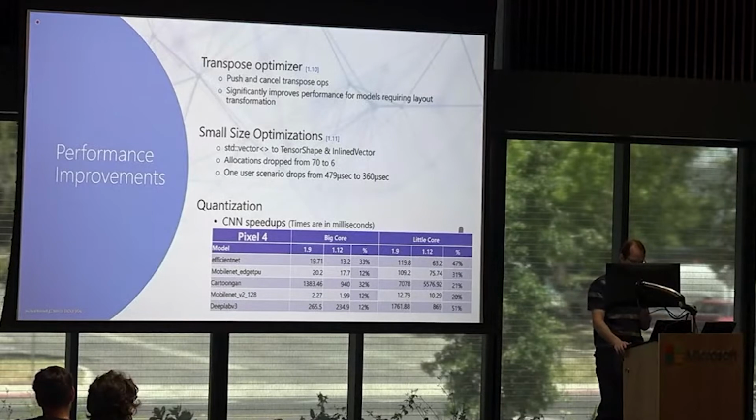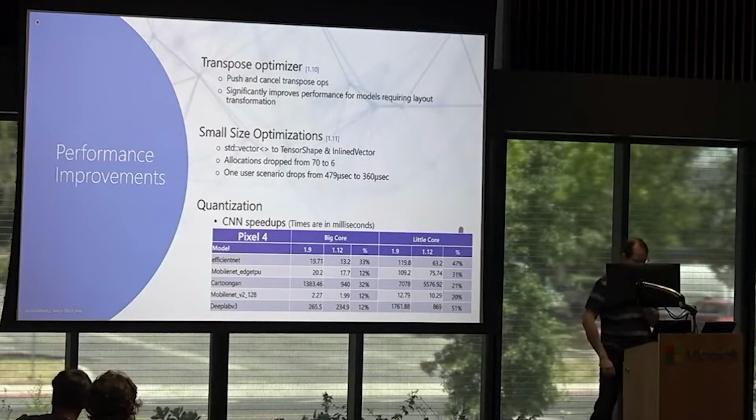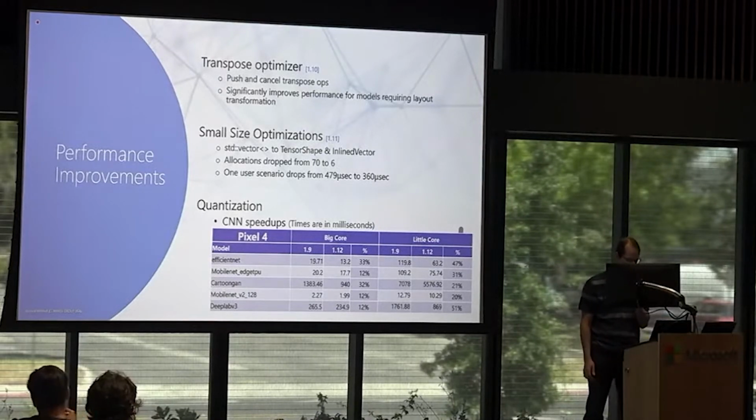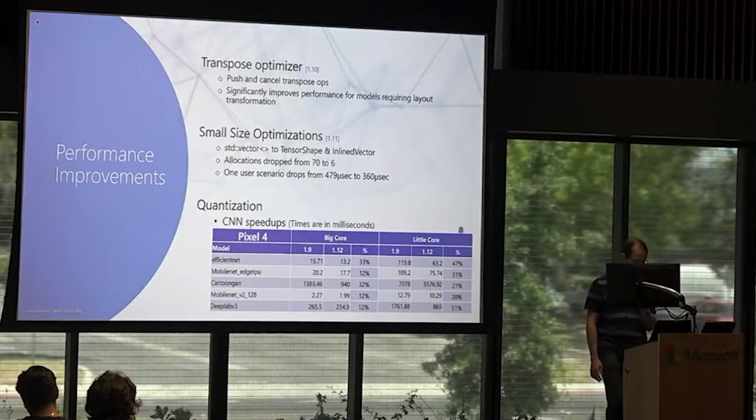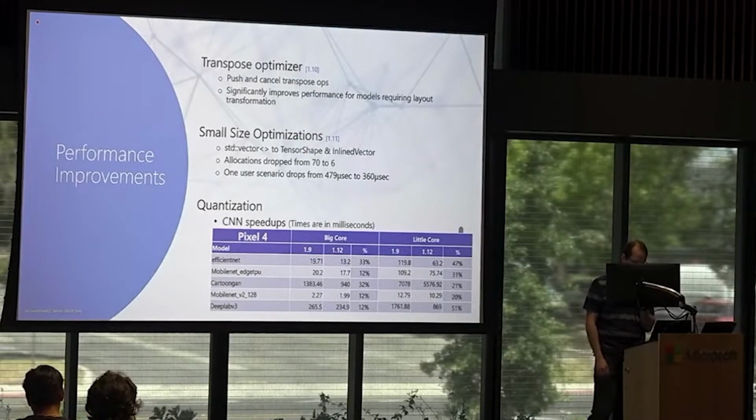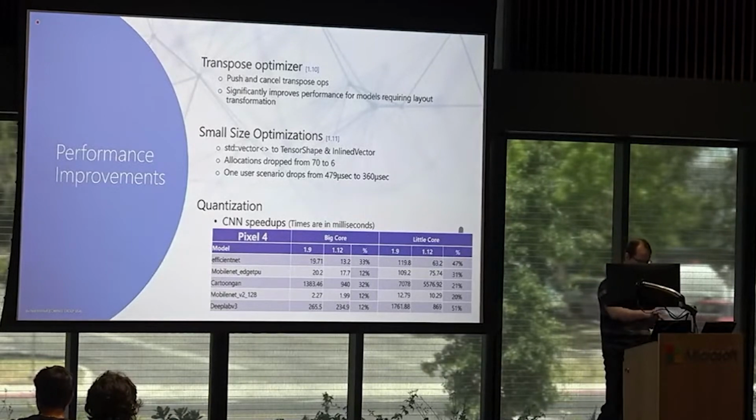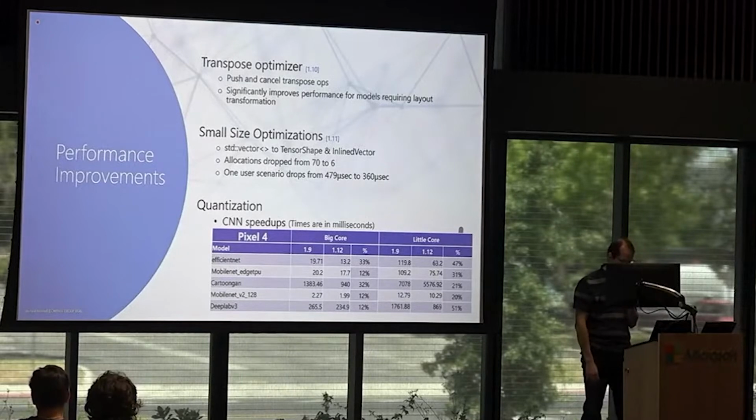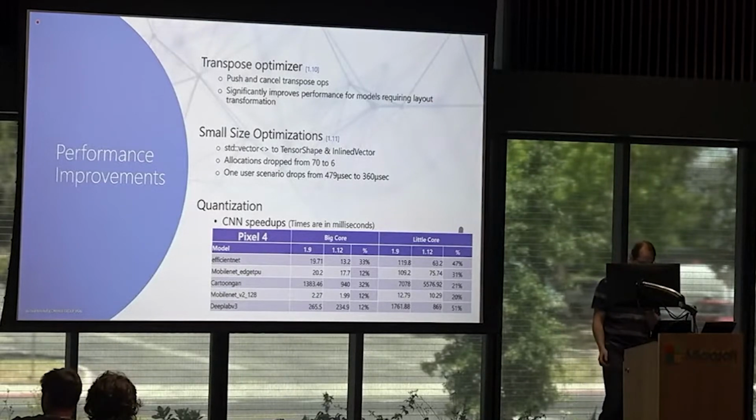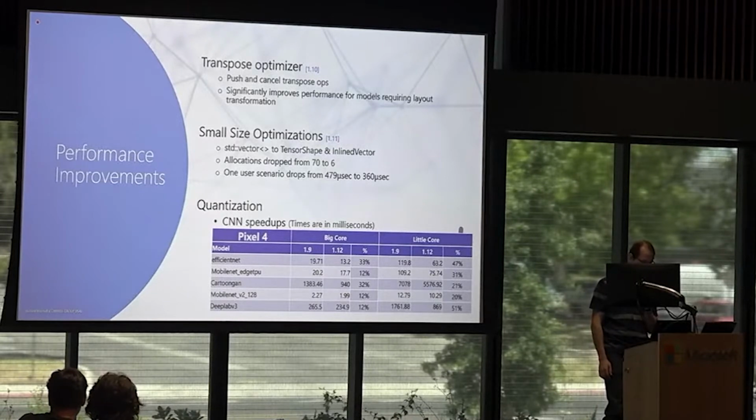To give an idea of the improvement, one test showed a drop of 70 heap allocations down to just 6 on each run. And another team saw their performance improve by around 100 microseconds, going from 479 down to 360 microseconds. Quantization has also made some nice improvements. You can see here a bunch of common CNN-based models running up to 50% faster in the latest version.